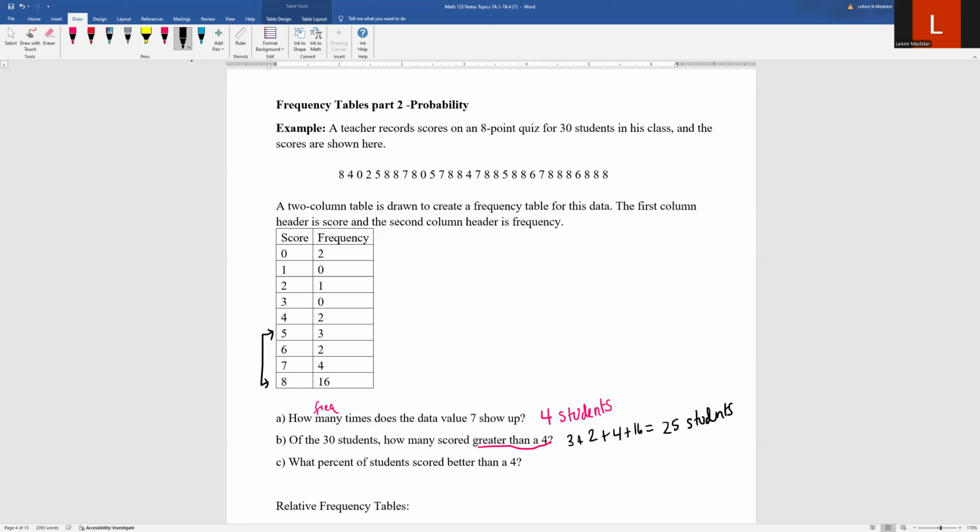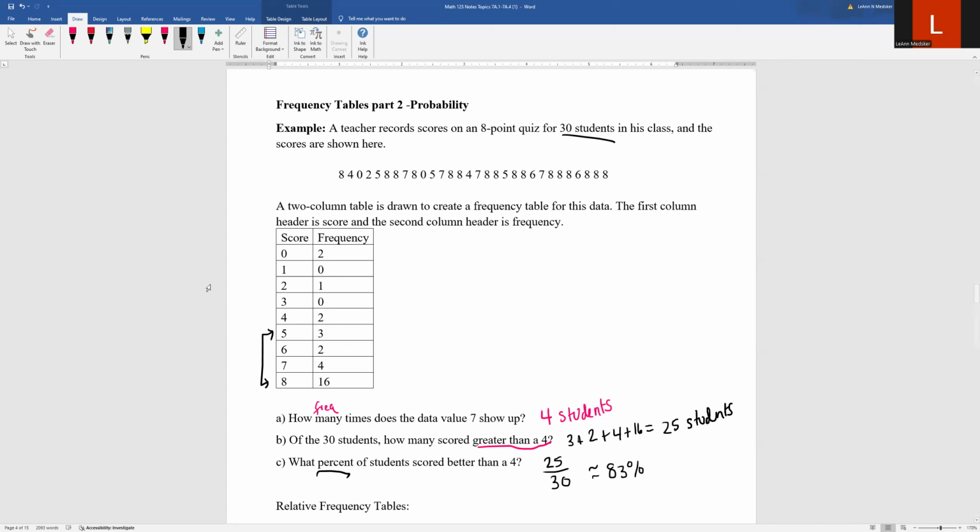Okay. And then what percent of students scored better than a 4? So we're still looking at better than a 4, which means 5 or bigger, but they're asking you for it as a percentage. So how many total students did he have? He had 30. And how many met the condition greater than 4? 25 students out of the 30, so 5 or higher. Now we want to turn that into a percent. So we're going to divide and then multiply by 100 to get it in percent form. They didn't tell us what to round to, so I'm going to round to the nearest whole. This is roughly 83% of his students.